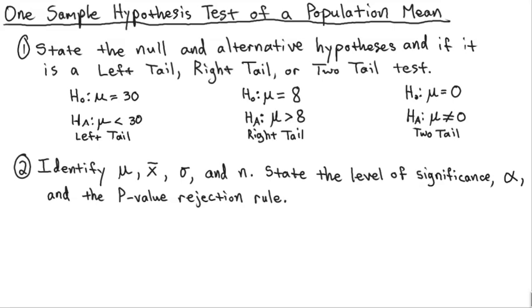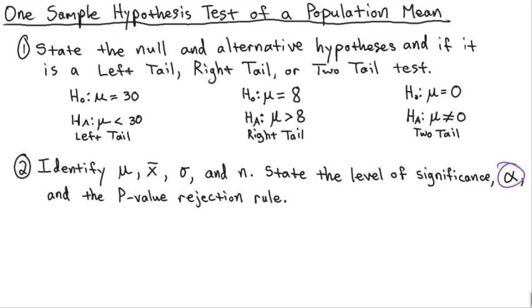Then we're going to identify the sample mean, which is usually given in the question. We're going to identify the population standard deviation, which is usually given in the question, and we're going to identify the sample size, which is usually given in the question. Then we're going to state the level of significance, which we call alpha, and maybe I'll try to post a video. There's a lot to be said about alpha.